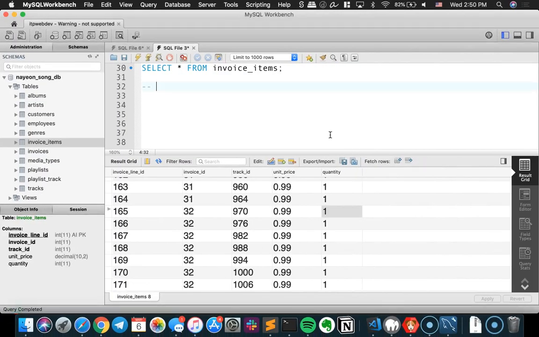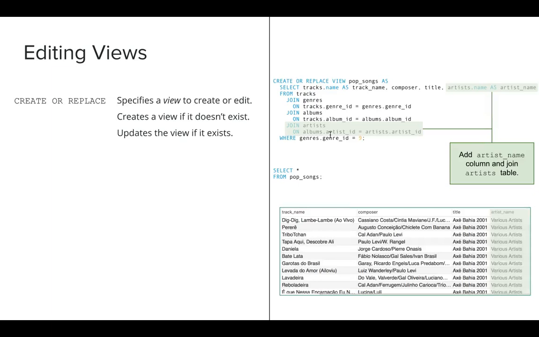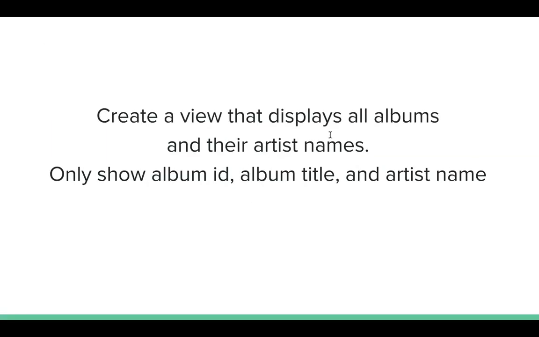All right, let's create a view. Oh wait, where did it go? We're gonna create a view. There's like a prompt here. Create a view. Let's keep it simple. Create a view that displays all albums and their artist names. We kind of did this already. Show album ID, title, and artist name.